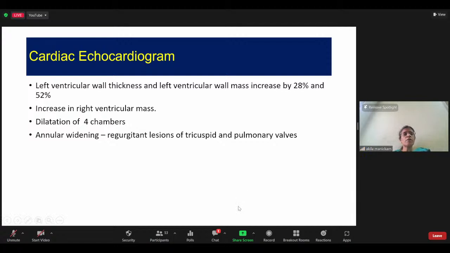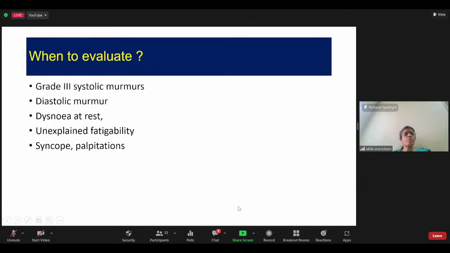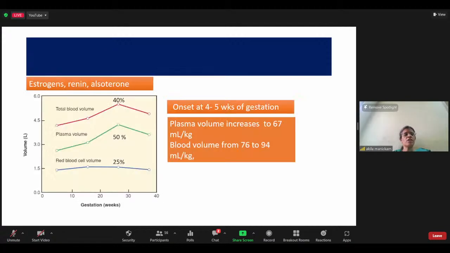So any systolic murmur, when do we evaluate these patients? Whenever the grade of the systolic murmur is grade 3 and more, or there is a diastolic murmur, or when a patient has dyspnea at rest or unexplained fatigability, syncope or palpitations, you evaluate them for cardiovascular illness. Most often these patients complain of some amount of dyspnea on moderate exercise or on severe exertion, which is inevitable because of the changes that occur in the cardiovascular system and in the respiratory system.